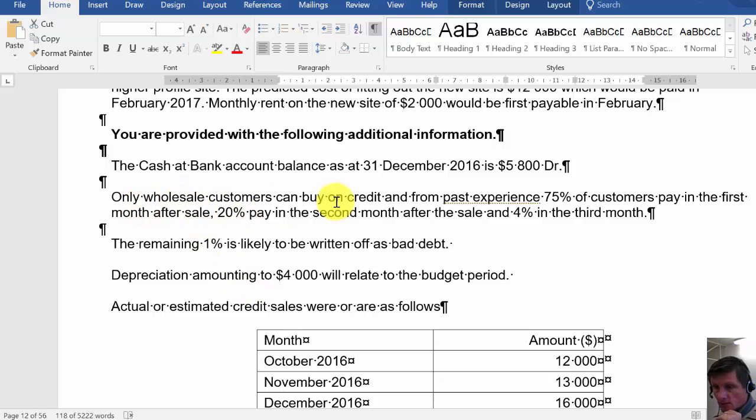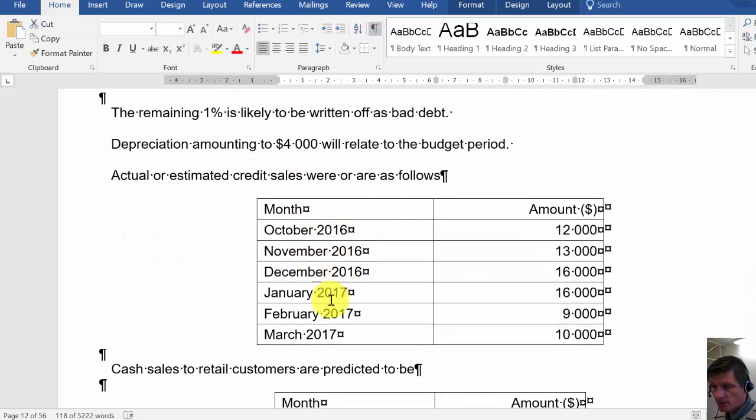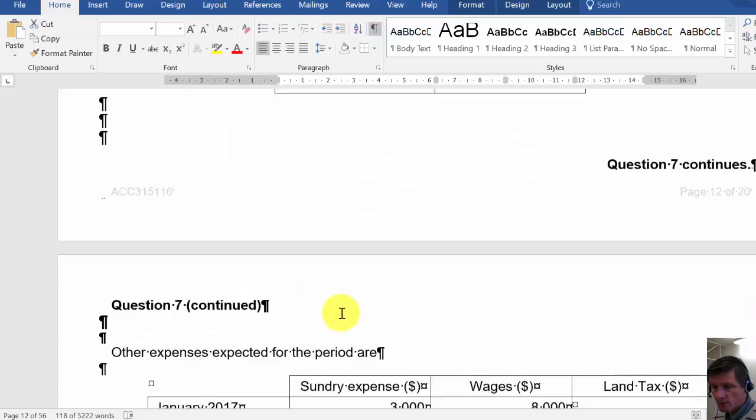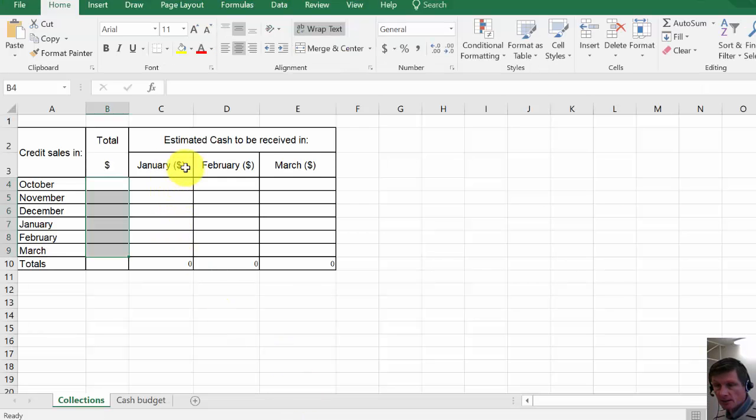The wholesale customers can buy on credit. Past experience: 75% of customers pay in the first month, and so on and so forth. Only wholesale customers, and so on and so forth. So the credit sales are here, October, and so on. The months that we have to deal with in the question are the 3 months ending March 2017. So let's go back here. I've got those months, that's okay.